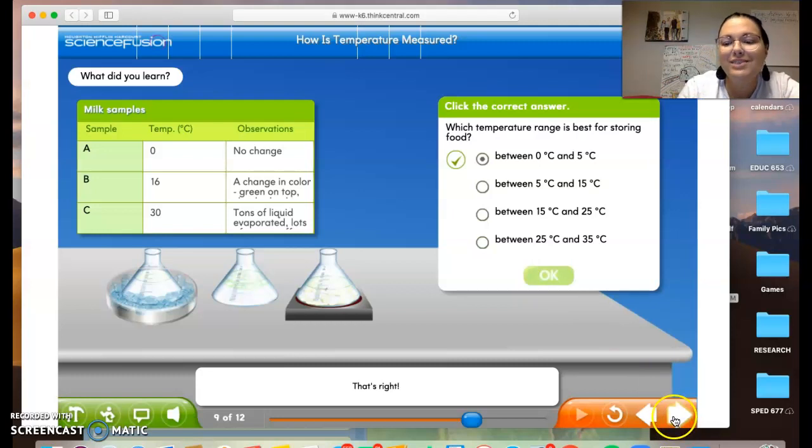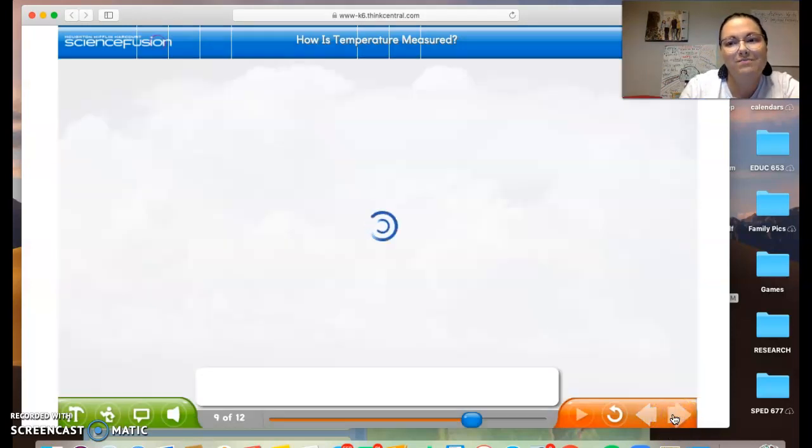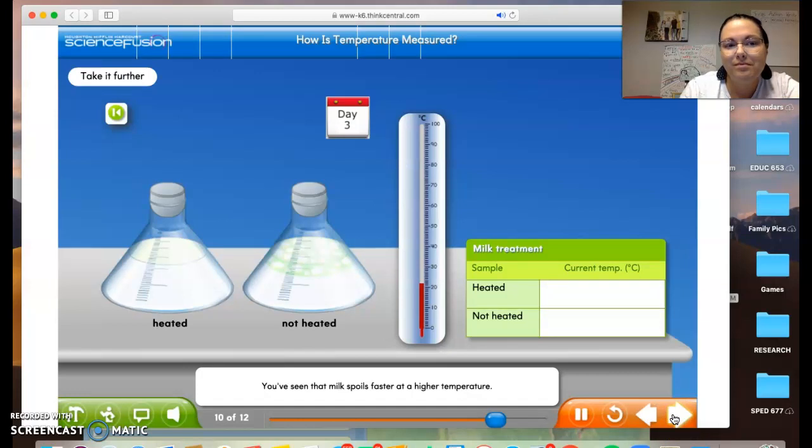Now we're going to look at a different variable. This one's kind of interesting. You've seen that milk spoils faster at a higher temperature. This is because bacteria that cause the milk to spoil grow faster at higher temperatures. Think about this.